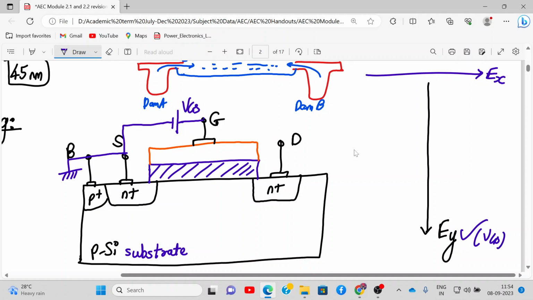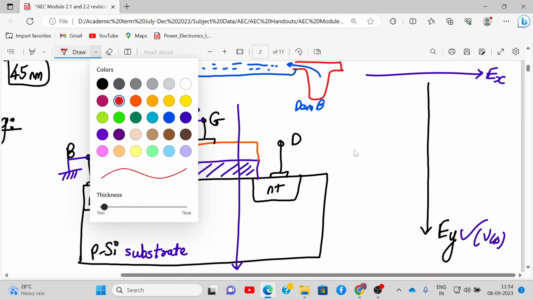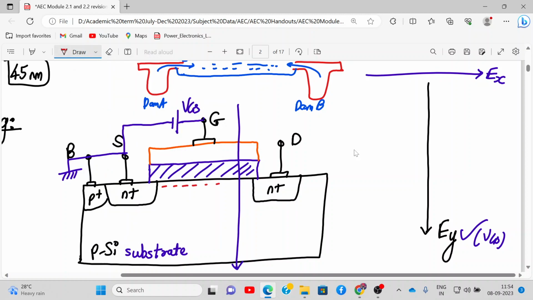It will be directed like this. Electrons will move in the opposite direction to the electric field. So if the electric field is directed this way, the electrons will try to move in the opposite direction, up above, and they will make an N channel. This is the condition.